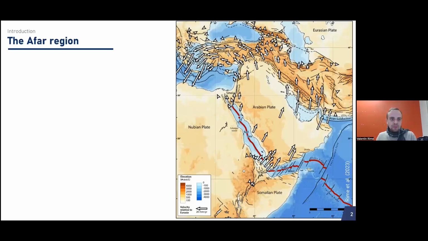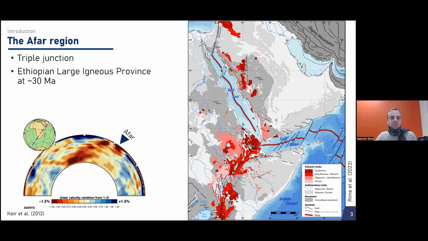Probably a lot of people among you are a bit familiar with the Afar region. So the Afar region is situated here. It's a triple junction between the Red Sea Rift, the Gulf of Aden Rift, and the East African Rift system. And the region experienced the eruption of the Ethiopian Large Igneous Province 30 million years ago, just before the start of the rifting. We'll now zoom on this Afar region and look a bit at the tectonic structure of the area.